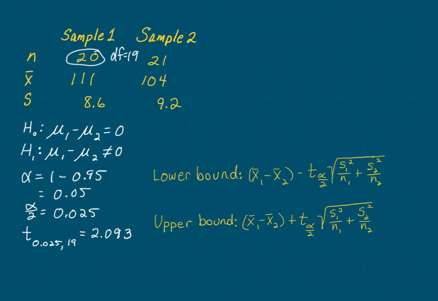And here are the new equations needed for lower bound and upper bound. Instead of beginning with a single sample mean, we have the difference between the sample means. We have a t-value calculated as we have just done, and then under the square root we have the standard deviation of the first sample squared over the number in the first sample plus the standard deviation of the second sample squared divided by the number in the second sample.